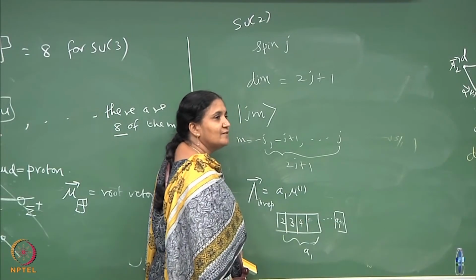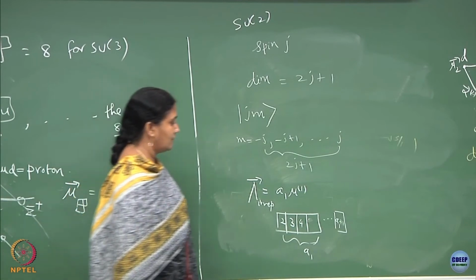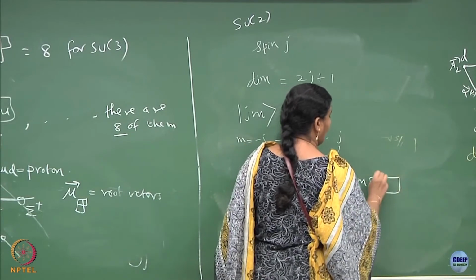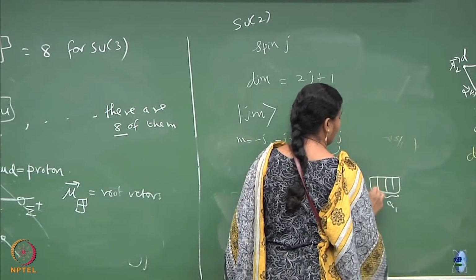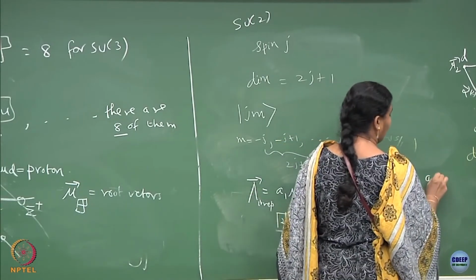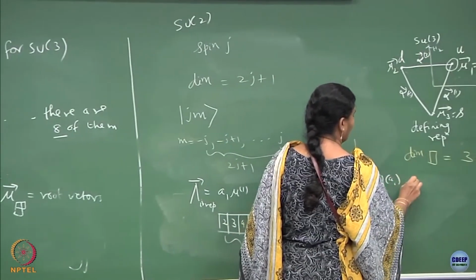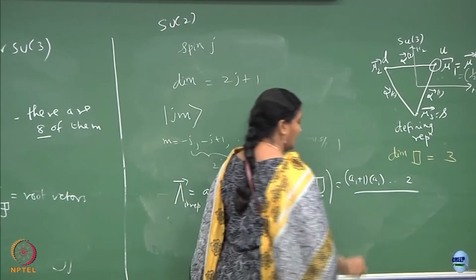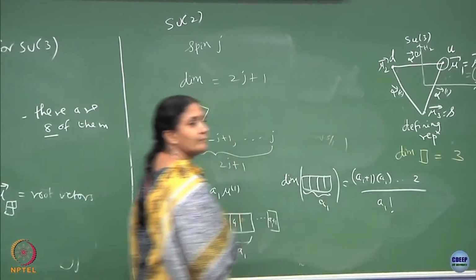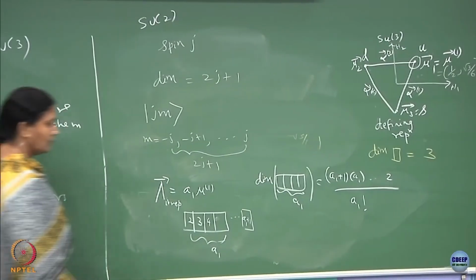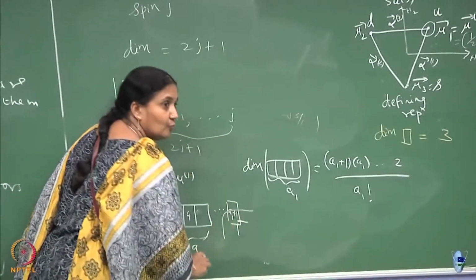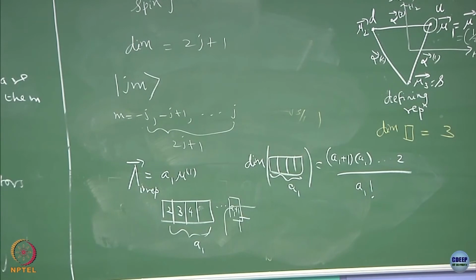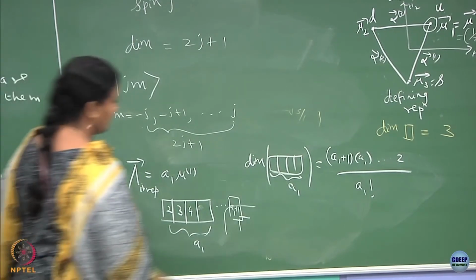What is the Hook number for this? It is A1 plus 1, A1 goes on up till 2 in the numerator. The denominator is A1 factorial, 1, 2. Are you all with me? What is the dimension? A1 plus 1, right.